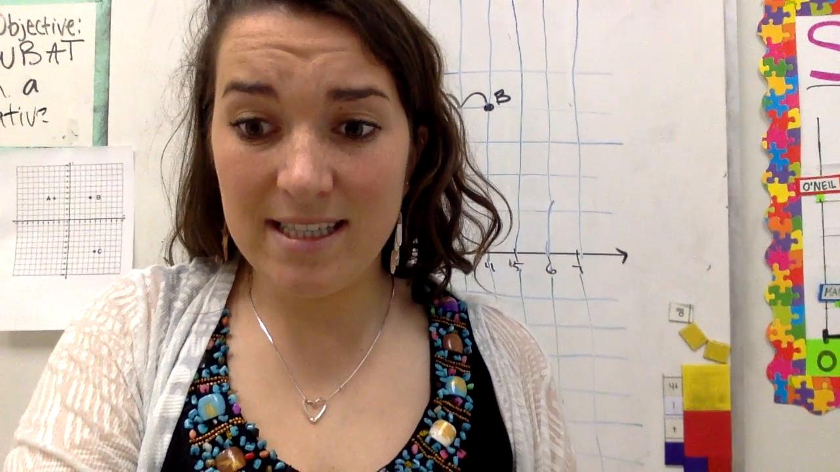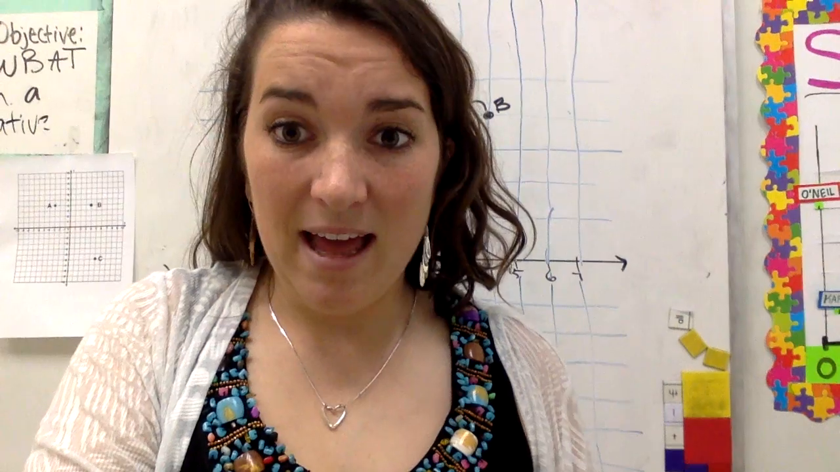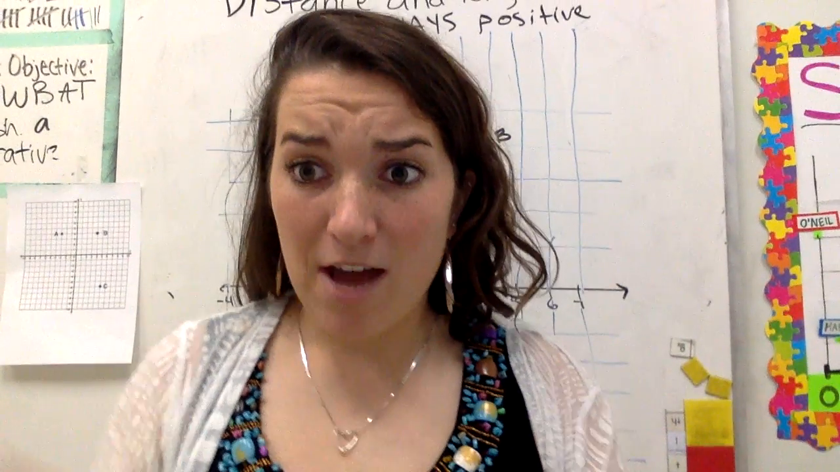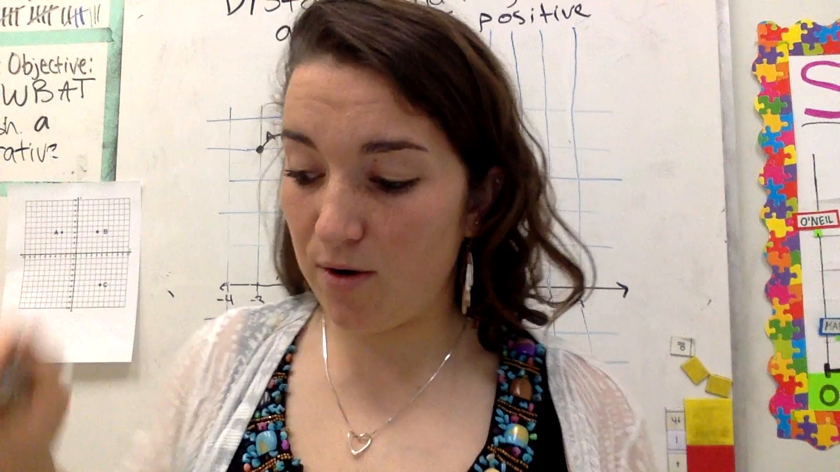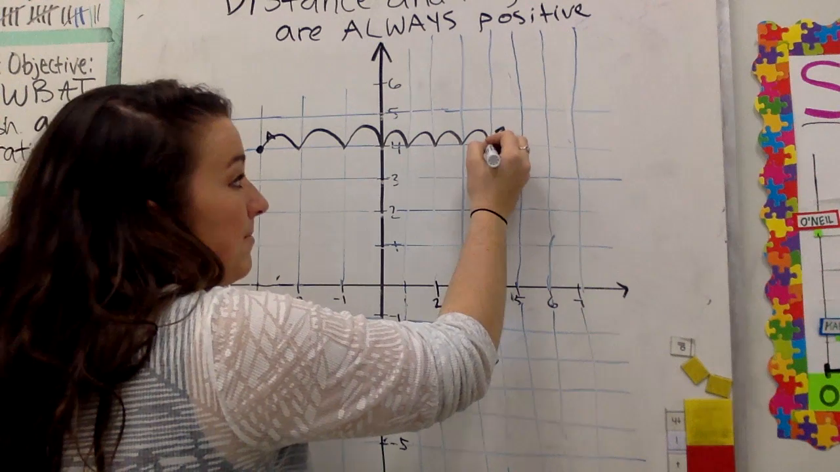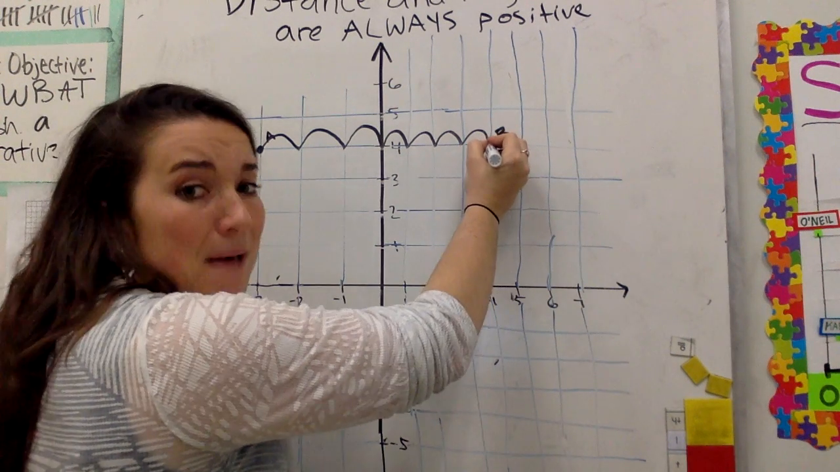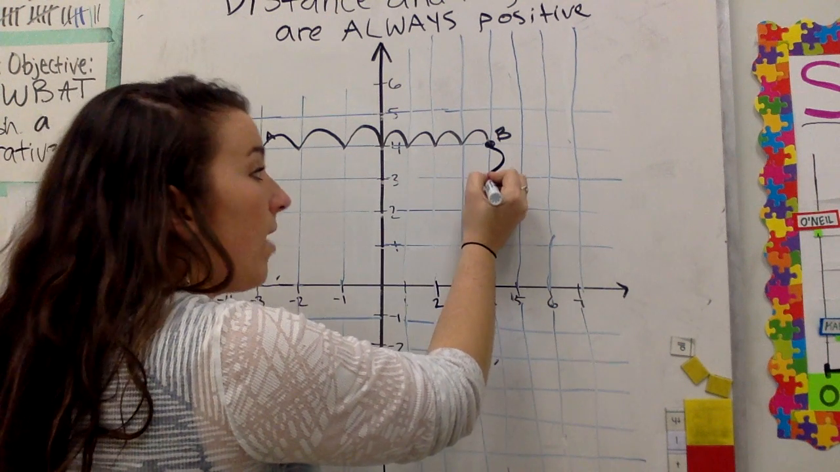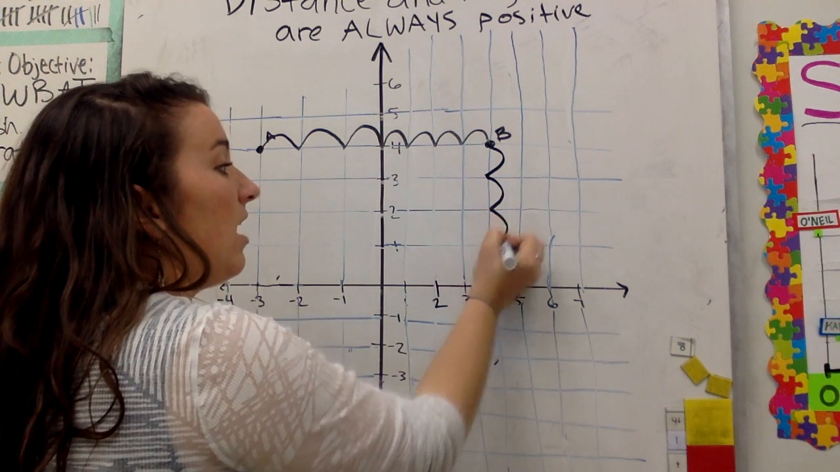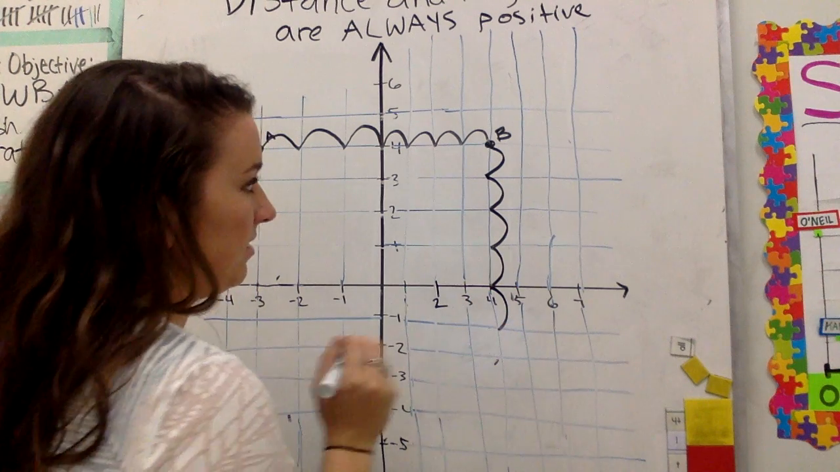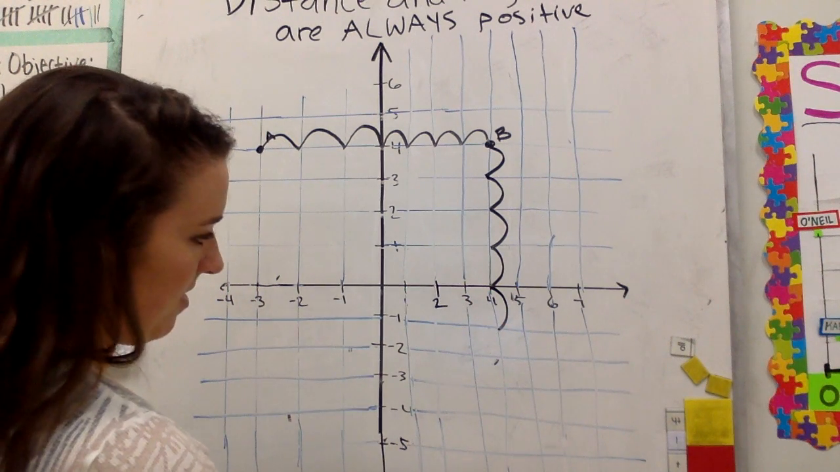Okay, and then the next question says, what is the distance between point B and point C? So in order to figure out that one, again, we're going to start at B because we are going from point B to point C. And we are going to hop every time we see a box. So you put your pen or pencil on B and you hop to the next box. 1, 2, hop. 3, 4, 5. Oops, I wrote C in the wrong place.